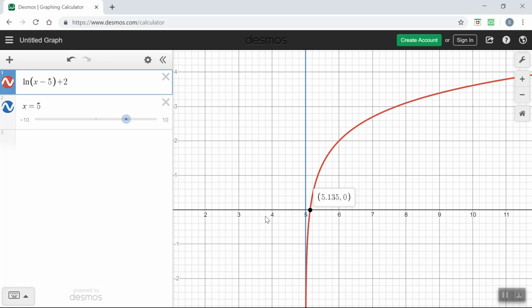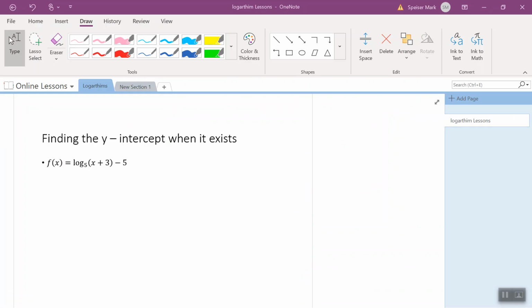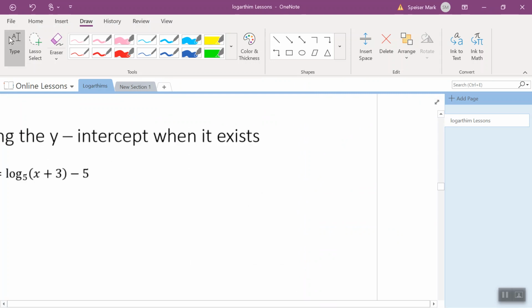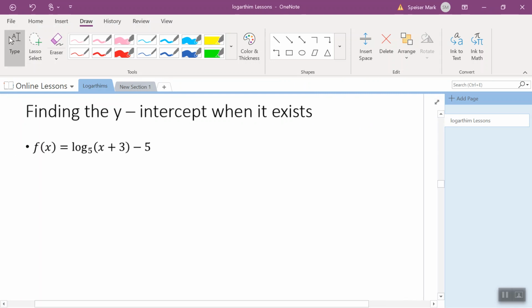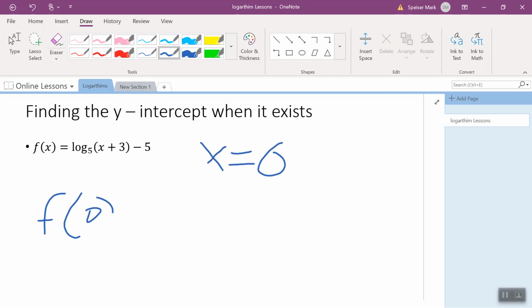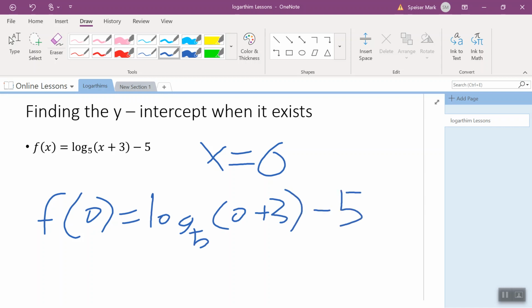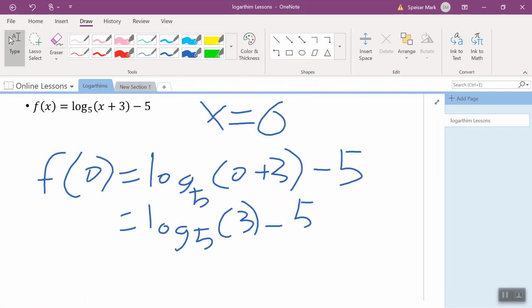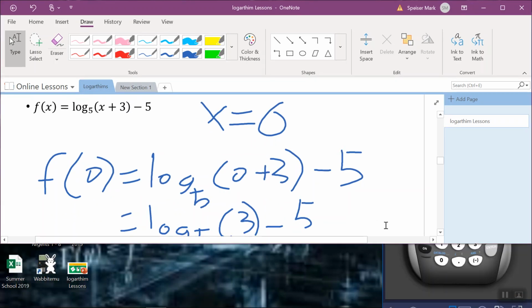Now let's go to a case where you could find the y-intercept, when it exists. It doesn't always exist, so you set the x value equal to 0 and solve. So f at 0 equals log base 5 of 0 plus 3, minus 5. So you get log base 5 of 3, minus 5. You put this value into the calculator to get what it is to the nearest thousandth.